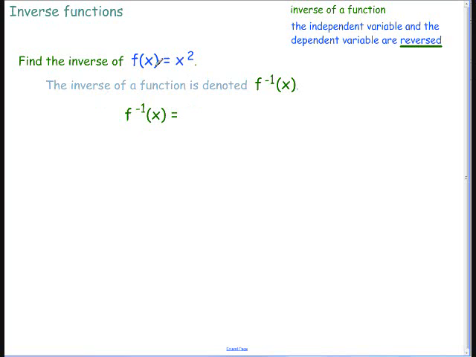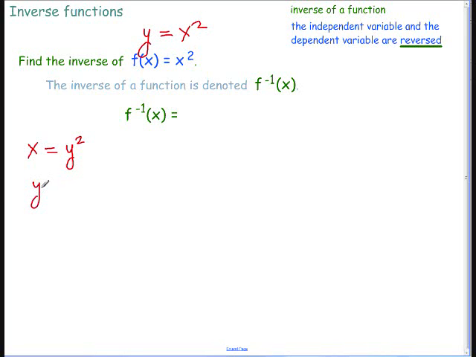Find the inverse of f of x equals x squared. Remember that this is just a fancy way of saying y. Y equals x squared. That's the function notation. So for the inverse, I'm going to have these swap roles, and I'll have x equals y squared, right? Every place I have a y becomes an x. Every place I have an x becomes a y.